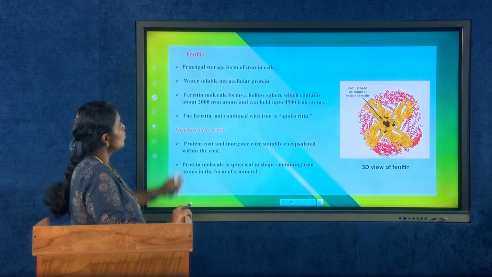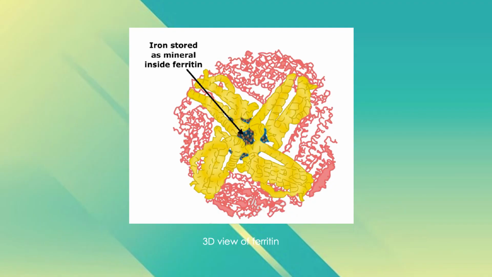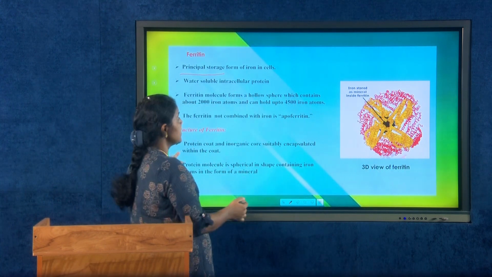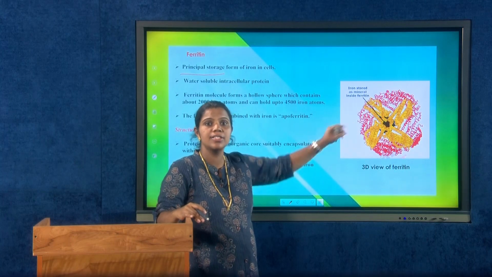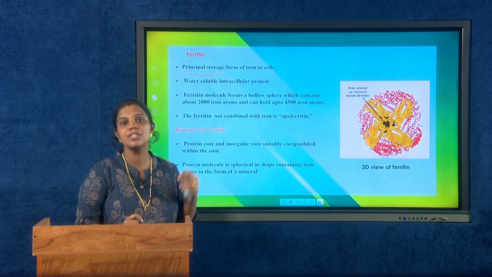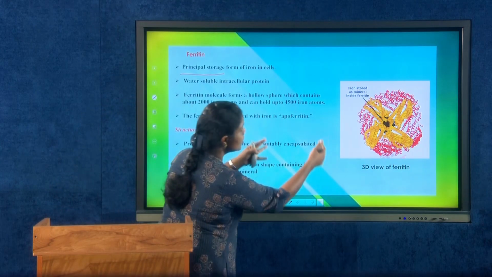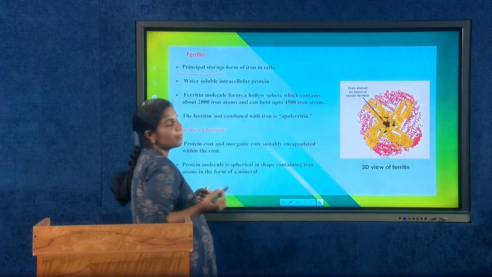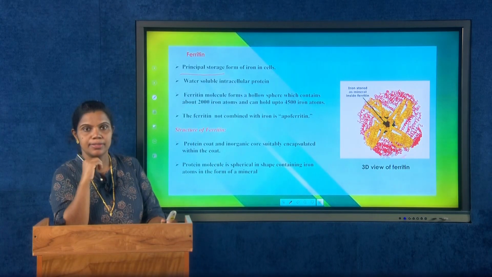Now, we will see what ferritin is. Ferritin is the principal storage form of iron in the cells. It is a water soluble intracellular protein. The ferritin molecule forms a hollow sphere. You can see it is a hollow sphere which contains about 2000 iron atoms and can hold up to 4500 iron atoms. You can see the capacity of ferritin. This is the iron metal core, which can store up to about 4500 iron atoms.